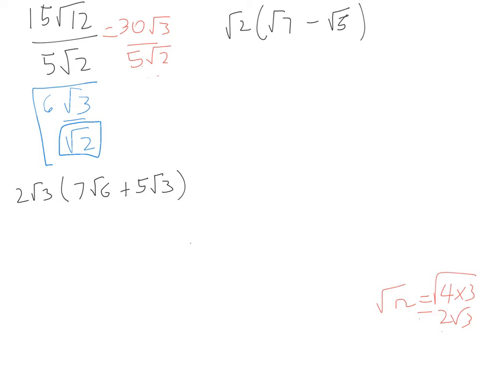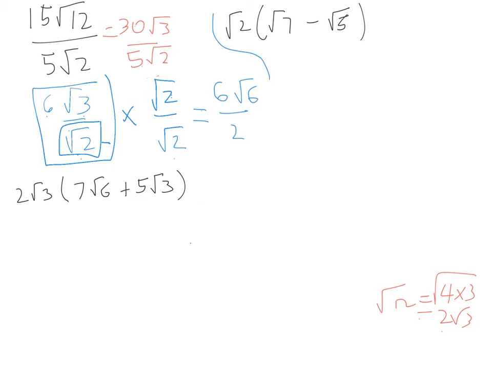We're going to take this thing and multiply it by 1. But we're going to do that 1 in a special way. We're going to multiply by whatever we've got here, on top and on the bottom. So we know that that divided by that is 1. So now we've got 6 root 3 times root 2, and root 2 times root 2. So we've got 6 root 6 over root 2 times root 2, which is 2. So that's what we ended up with there.